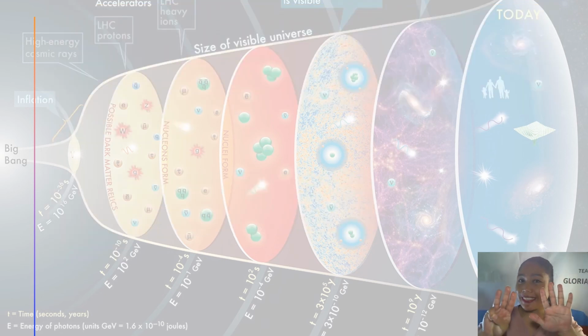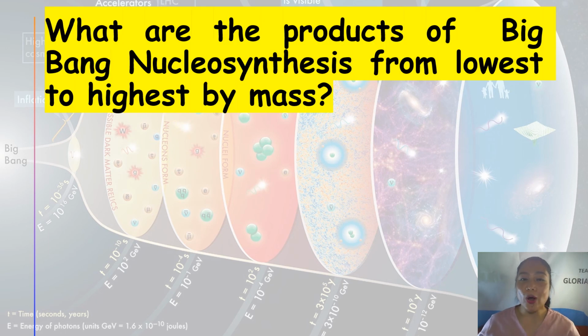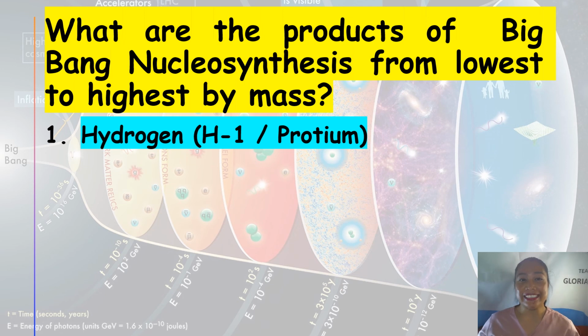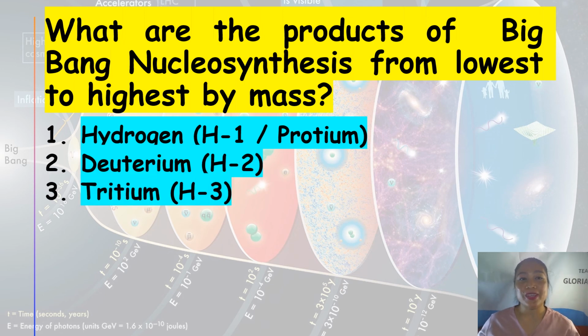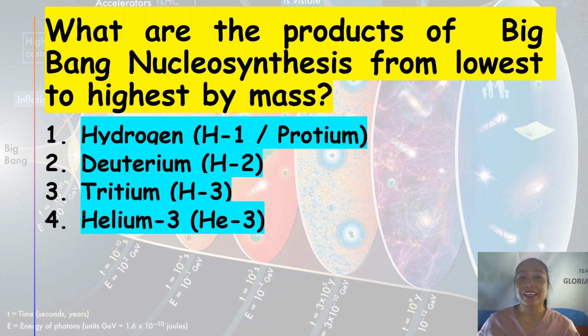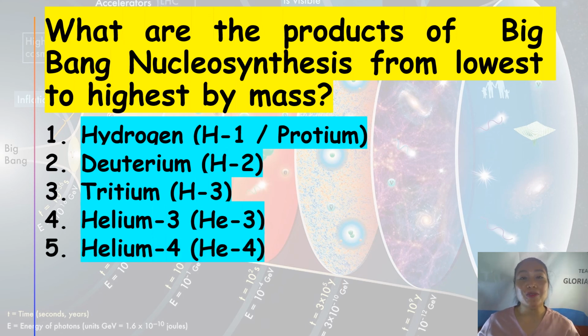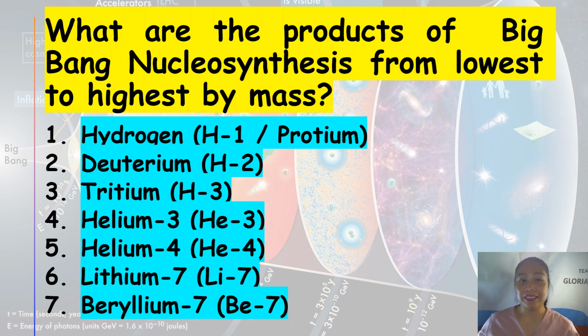Question number 8. What are the products of Big Bang nucleosynthesis from lowest to highest by mass? That is a good work! Hydrogen, deuterium, tritium, helium-3, helium-4, lithium-7, and beryllium-7. That is a great job! Good work, everyone!